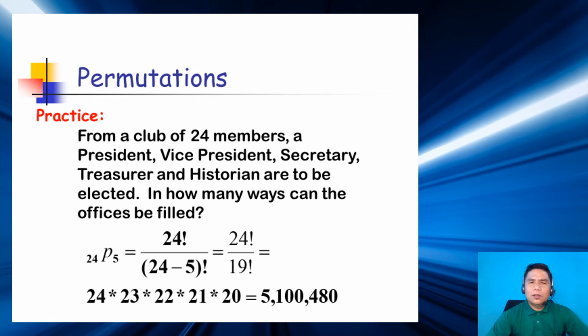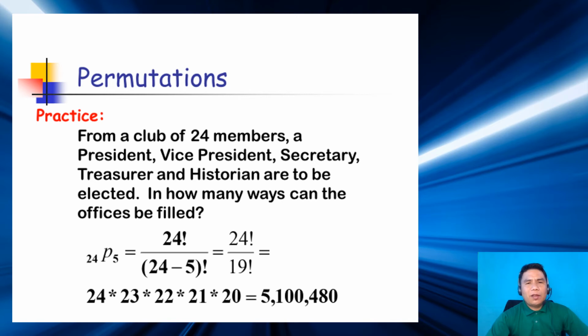How did we know? Because the different offices, president, vice president, secretary, treasurer, and historian are not of the same order. So the order is from president followed by vice president. So the order really matters here. So from that, we knew it's permutation of 24 taken 5 at a time because there are 5 offices that we are to fill out.